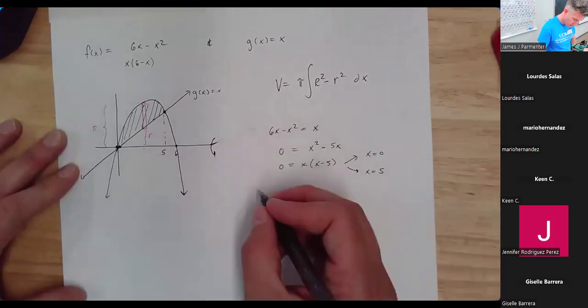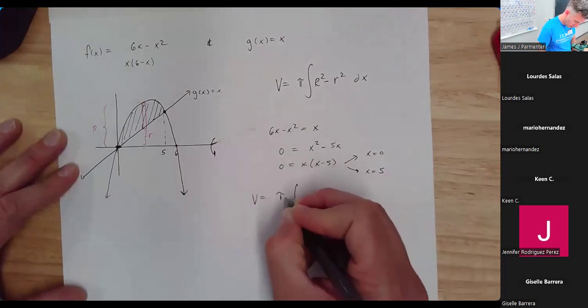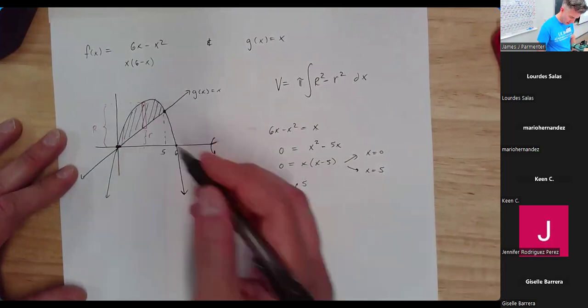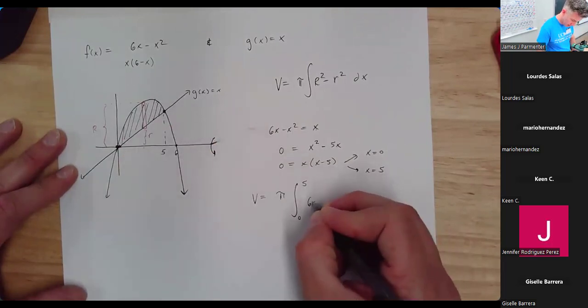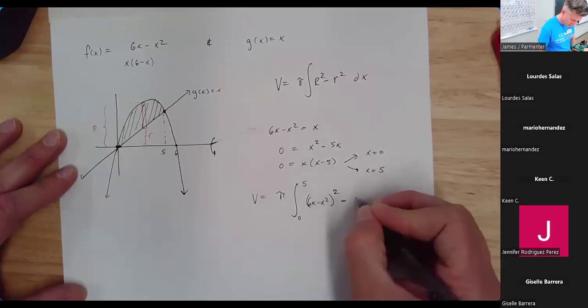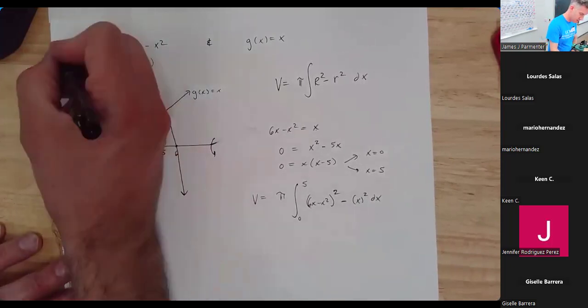So here, our volume would be pi times the integral from 0 to 5. Our further away function is 6x minus x squared. We're squaring that. Our closer function is x squared. Okay, we're going to do one more thing with this.